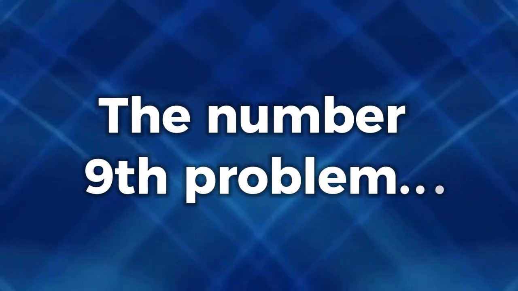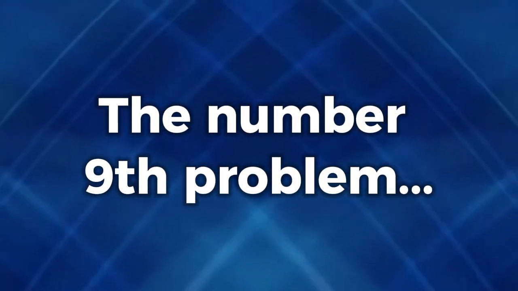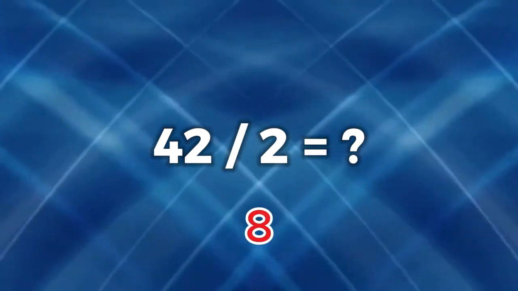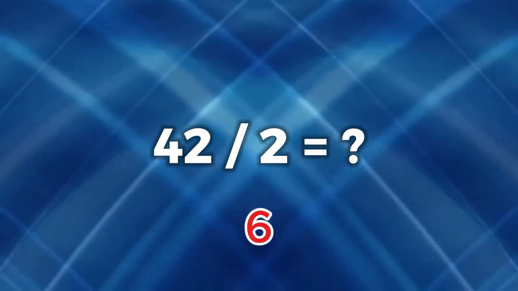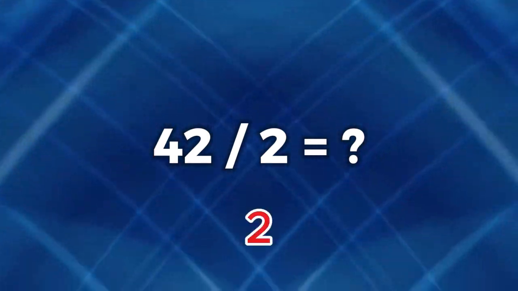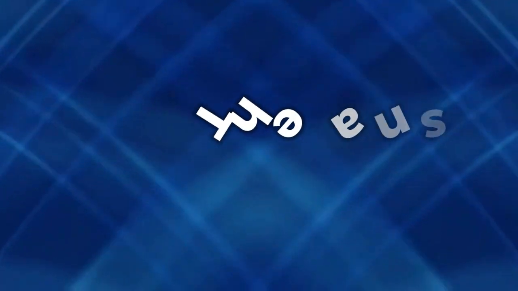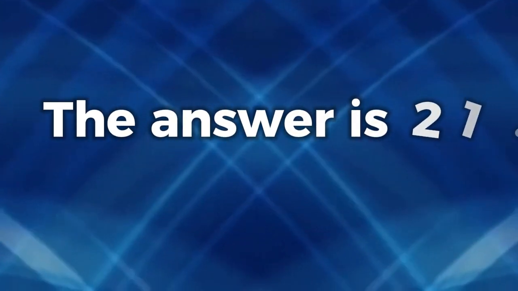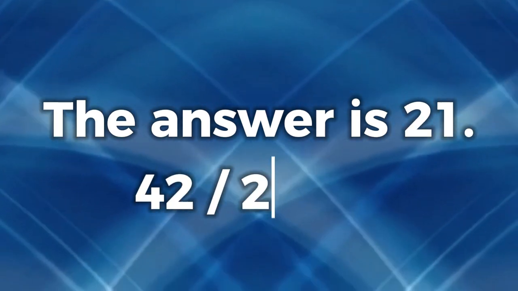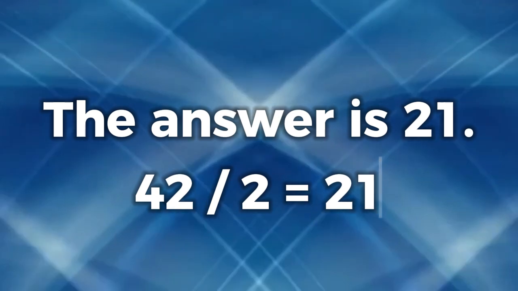The ninth problem. 42 divided by 2 is equal to. The answer is 21. 42 divided by 2 is equal to 21.